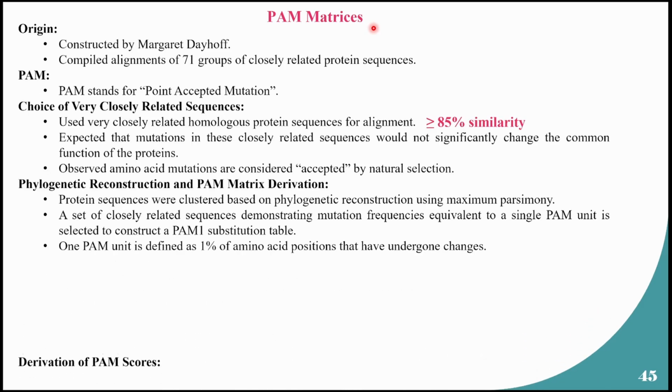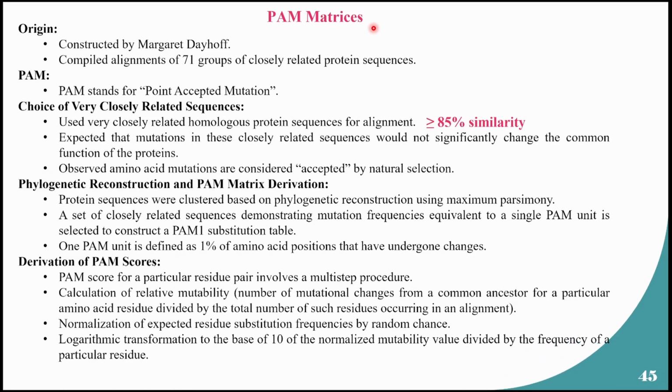So PAM matrices are basically constructed using a homologous set of sequences with greater than or equal to 85% similarity. And what we first construct is a PAM1 substitution table. So a PAM1 unit is defined as 1% of amino acids that have undergone changes. So you first calculate PAM1, and then you do matrix extrapolation, basically the score extrapolation for the higher order PAM matrices by multiplication.